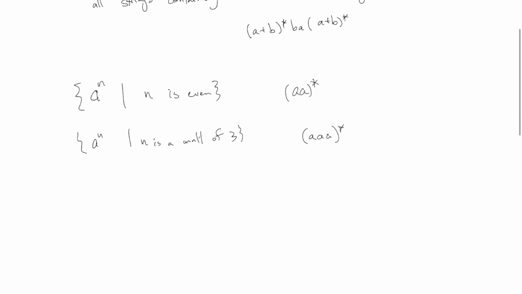How about any x in (A plus B) star such that the length of x is even? So this means I want an even amount, but they're not all A's. They could be anything. Any thoughts about that one?